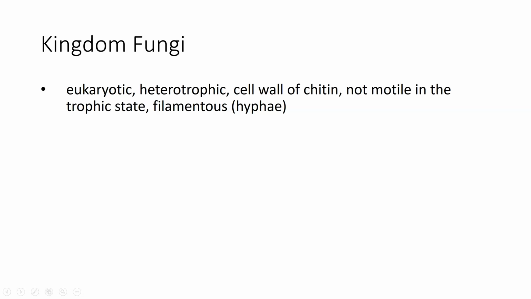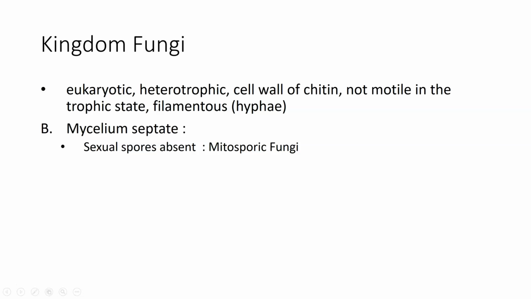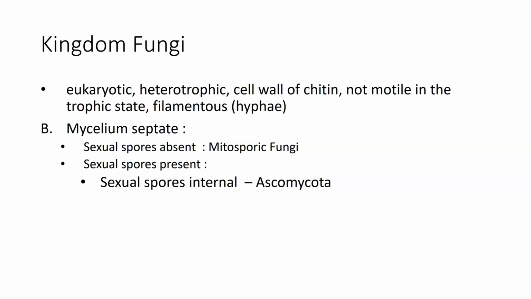Within the kingdom fungi, if the mycelium is septate, which means it's going to have cross walls, and we're going to see this. If there are no sexual spores, they are found in the mitosporic fungi. If sexual spores are present, then we classify them based on whether or not the sexual spores are internal, in which case we're talking about the ascomycota, or if the sexual spores are external, we're talking about the basidiomycota.